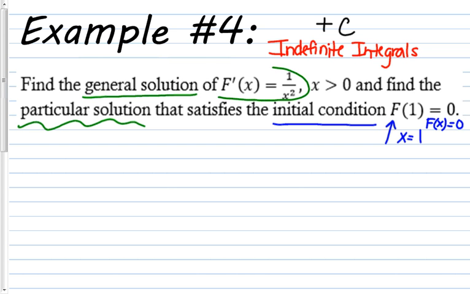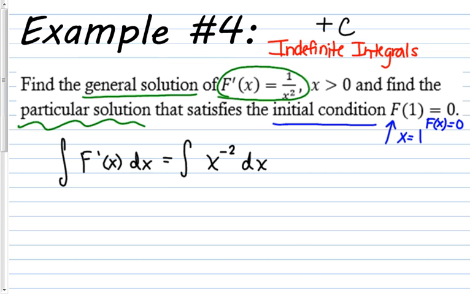So here is the derivative. F prime equals 1 over x squared. If I want to find the original, I hope it makes sense in your brain that if you have the derivative, you need to go backwards. You need to find the antiderivative. You need to integrate. So what we're going to do is integrate f prime of x. So we're integrating 1 over x squared, which we're going to rewrite as x to the negative 2 power.